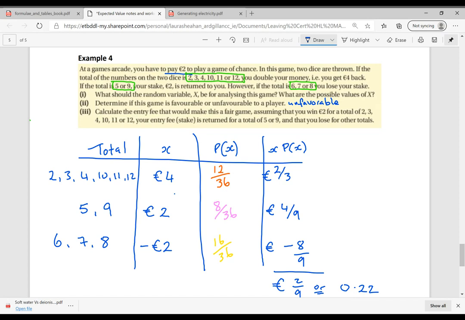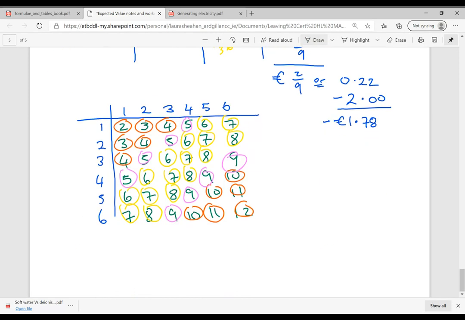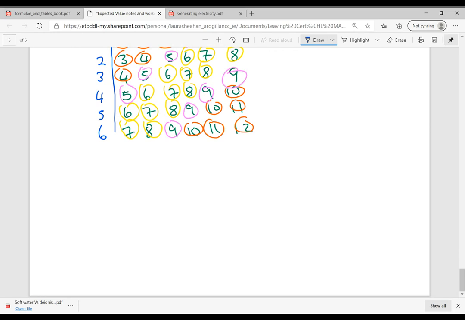It says calculate the entry fee that would make this game a fair game, assuming that you win €2 for a total of 2, 3, 4, 10, 11, and 12. So you're not necessarily doubling your money here. You are just winning €2. And your entry fee is returned for a total of 5 or 9. And you lose for the others. Okay, so I have to design a new table here. Okay? So I don't know the entry fee.